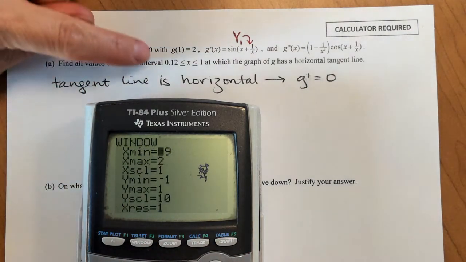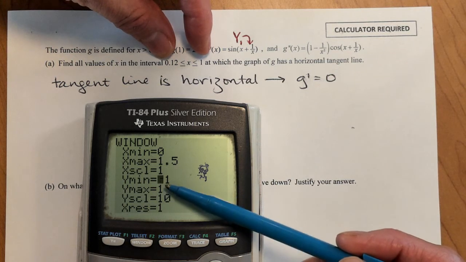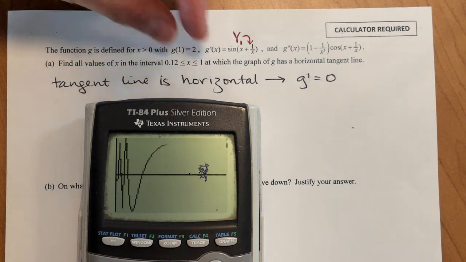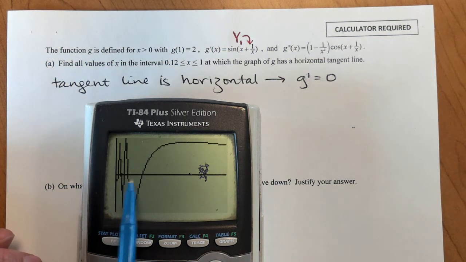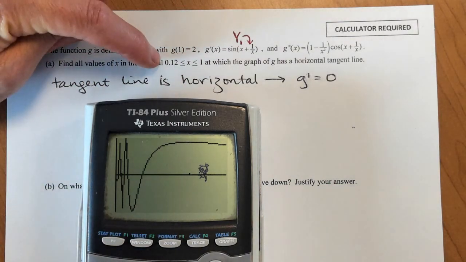And so I'm going to set my window up. I'll go from 0 to 1.5. And then I just need to see the x-axis. I just need to see where y is 0. So I'm going to set my y window to go from -1 to 1. All right, and I'm going to press graph. Oh, wow, there's a lot. So this is probably why they started at 0.12, so I don't have to give a lot of answers.